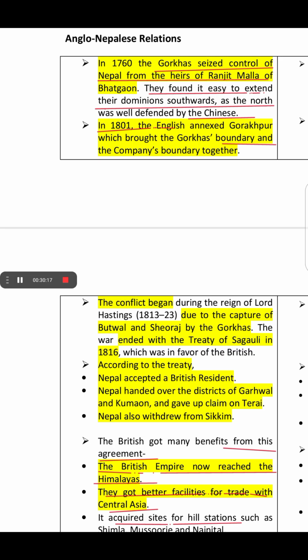All those things we have learnt over here, and this is how Nepal had to accept a British resident in Kathmandu. Nepal gave up Garhwal and Kumaon to the British, and lost its claim over Terai. Also, they had to withdraw from Sikkim, and the British Empire expanded up to the Himalayas, strengthening their control over North India. They got better trade routes through the mountains, and the British gained control over rich forests and rivers which helped their economy.